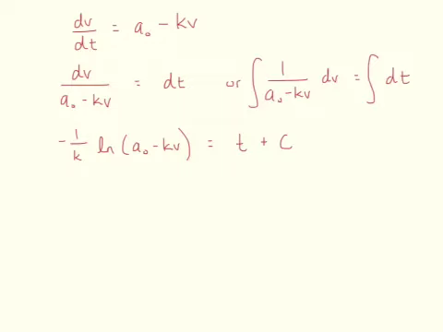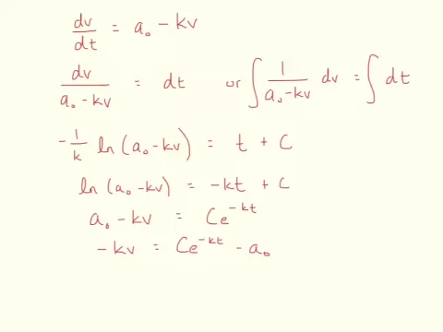So I've evaluated the integrals on both sides, and I get negative 1 over k times the natural log of a₀ - kv equals t plus c. And now I'm going to multiply through both sides by negative k. And now I'm going to do e to the power of each side. Next, I subtract a₀ from each side. And then I divide both sides by negative k. So now I have v equals c e^(-kt) plus a₀ over k. And then the last thing I have to do is solve for c, so we'll do that on the next slide.